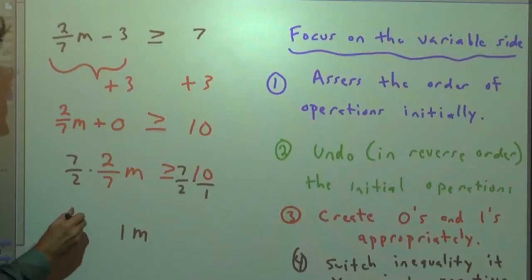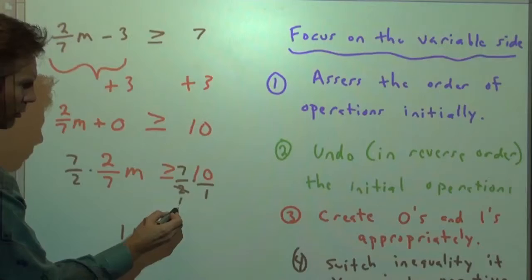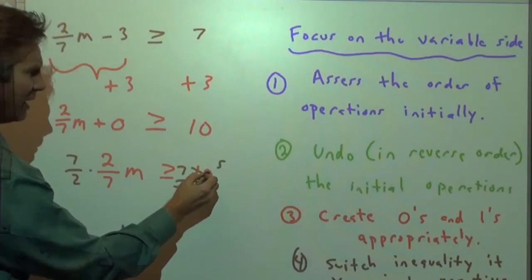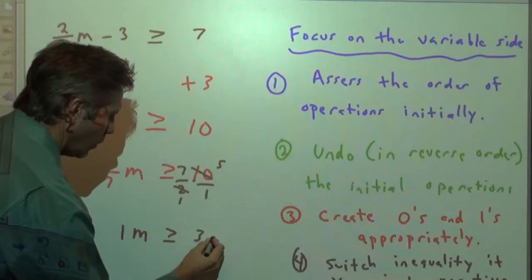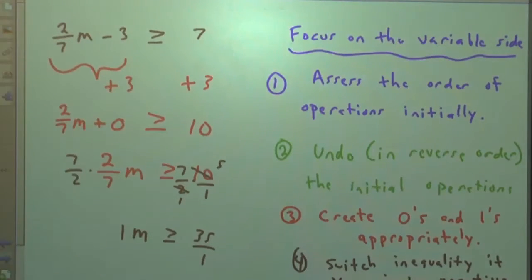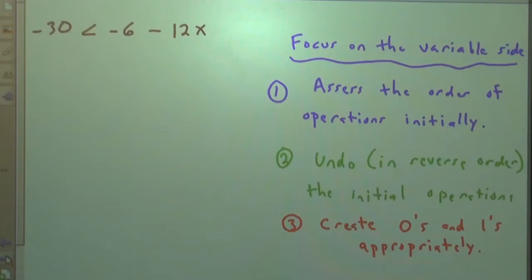2 and 10 have a common factor of 2. 2 divided by 2 is 1. 10 divided by 2 is 5. 7 times 5 is 35 over 1. So we're left with m is greater than or equal to 35. We don't switch the sign because we didn't multiply or divide both sides by a negative.